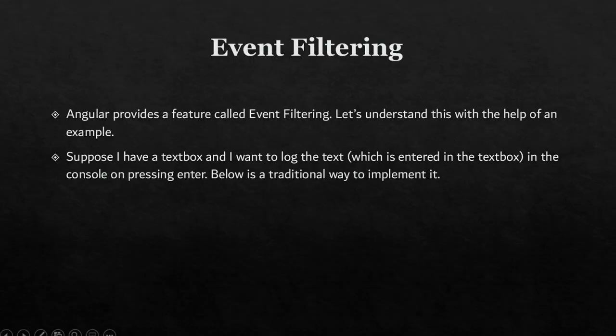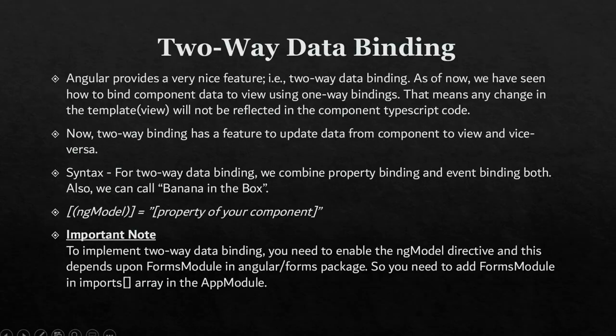And the last type of data binding is two-way data binding. Angular provides a very nice feature, that is two-way data binding. As of now, we have seen bindings that bind component data to the view using one-way binding. That means any changes in the template will not reflect in the component TypeScript code. Two-way data binding has a feature to update data from the component to the view and vice versa. In two-way data binding, we combine property binding and event binding both.